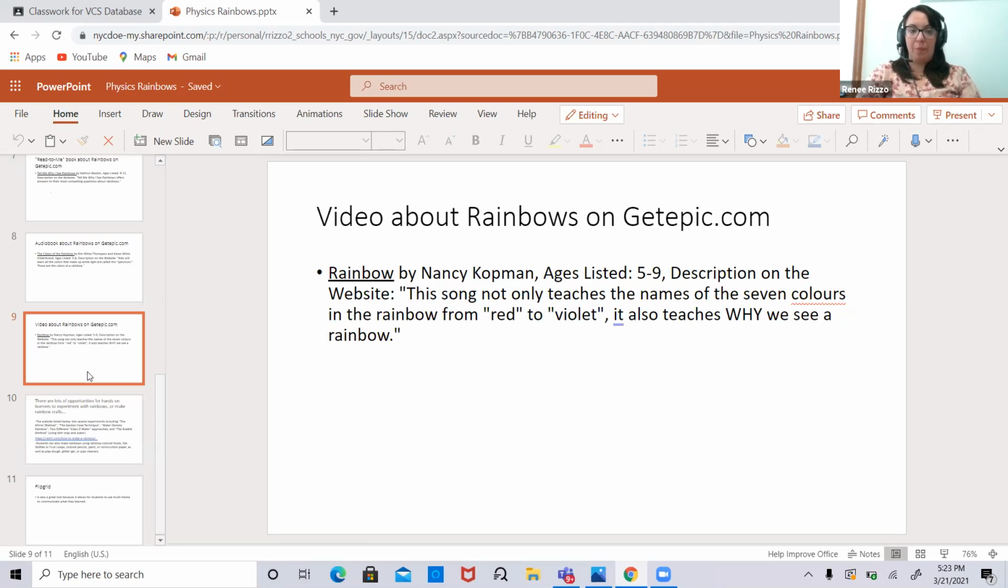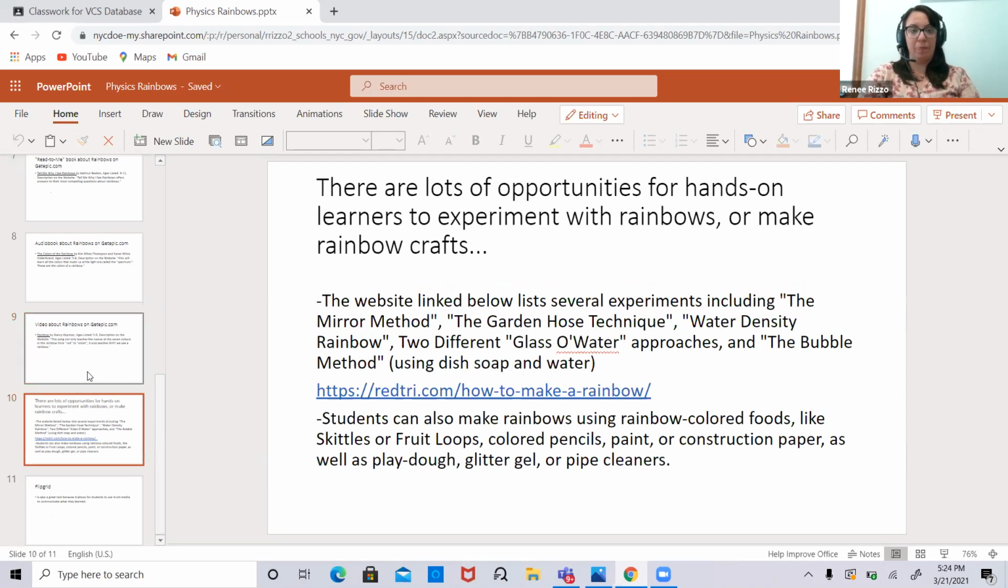There's also a video about rainbows on getepic.com. Rainbow by Nancy Kopman, ages listed 5 through 9. Description on the website: this song not only teaches the names of the 7 colors in the rainbow from red to violet, it also teaches why we see a rainbow.